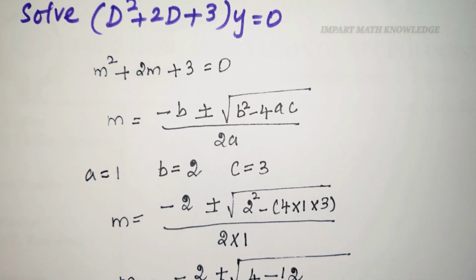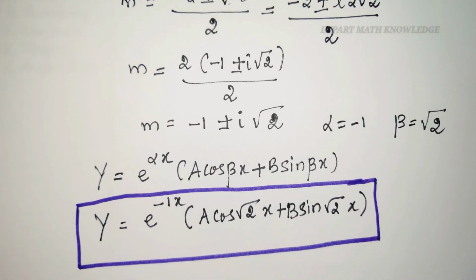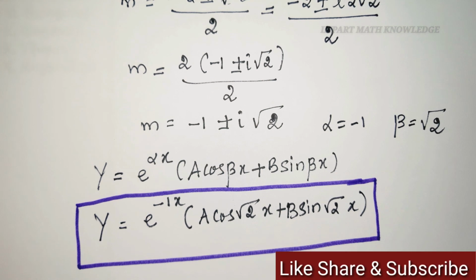In this problem, first you write the auxiliary equation. Then you go with the formula to find the roots of the equation. Here the roots are imaginary. So the complementary function is e^(αx) (a cos βx plus b sin βx). Alpha is equal to minus 1, beta is equal to root 2. I think you are all familiar with how to find the complementary function for the given equation. Hope you all understand. Thank you for watching.